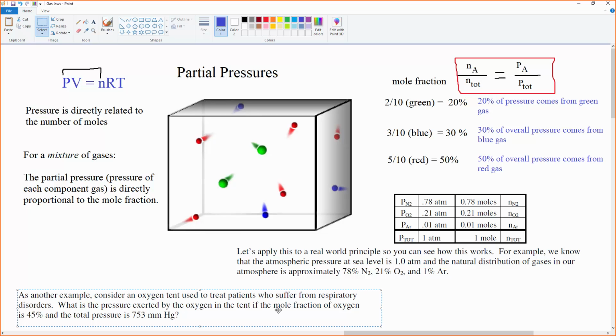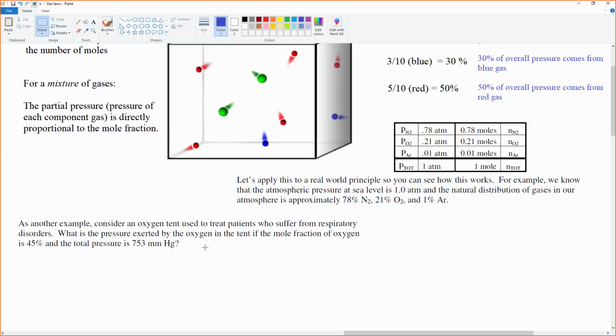Okay, so here we go. We're close to 1 atmosphere, so you're not necessarily under pressure, but there's just a lot more oxygen in the tent. It's 45% instead of 21%. That's a lot more oxygen. So the question is, what is the pressure exerted by just the oxygen in the tent, if we know the mole fraction of oxygen is 45% and the total pressure is 753?